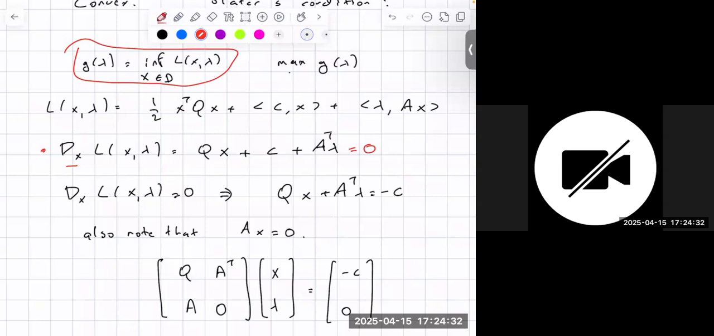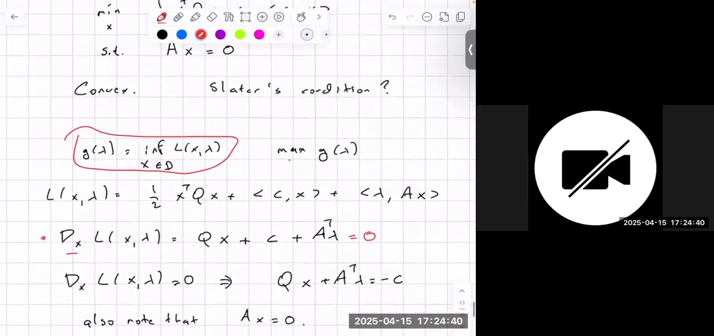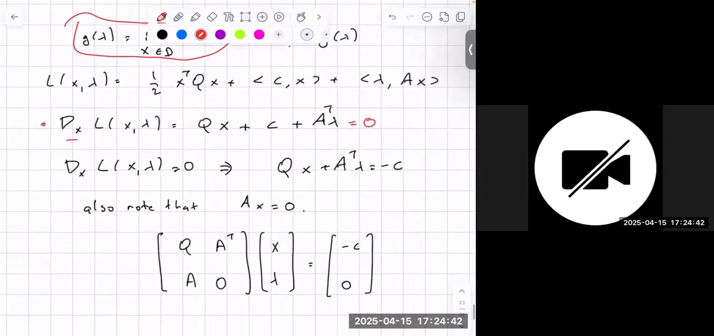Also note that X is in your domain, which was given as AX equals 0 or AX equals B, depending on how you put it. I think it was AX equals 0. Let me see. Yes. Okay, very good. And then all you need is an X and lambda that satisfies these two equations. That's all your KKT now. And you can write them down concisely as follows.